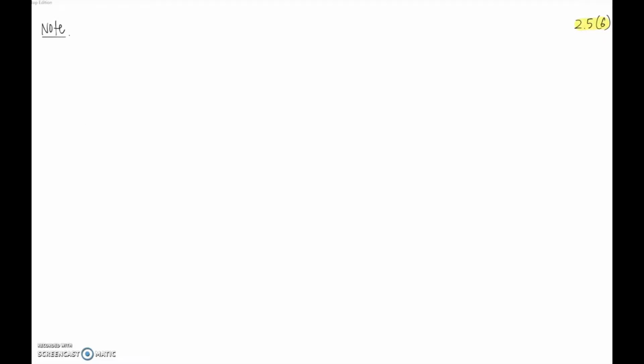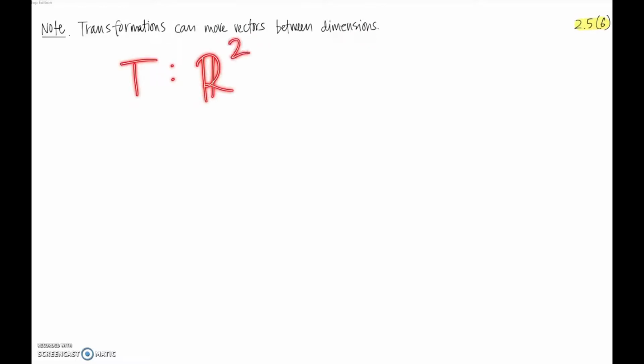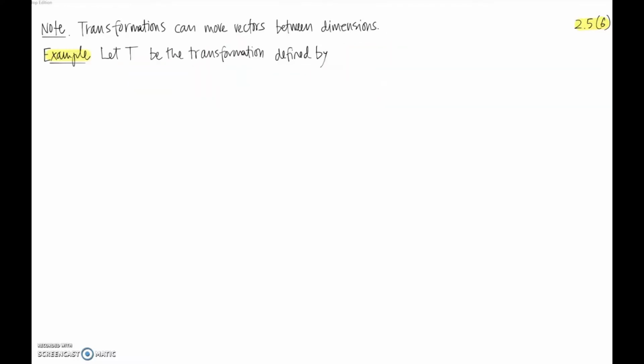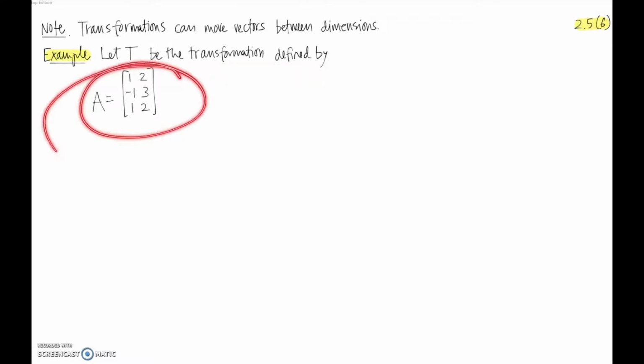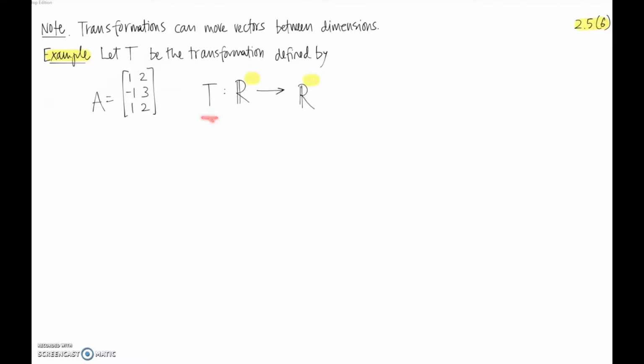At this point, before we go on, we want to make note of one thing that we mentioned earlier. And it's this idea that transformations can move vectors between dimensions. So you might have a transformation that takes a vector from R2 and moves it into R5, for example. Okay, so let's take a look at an example like this. So we'll let T be the transformation defined by this matrix here. And so T is going to be a transformation from which vector space into which vector space. So you have to think about how this is going to go.